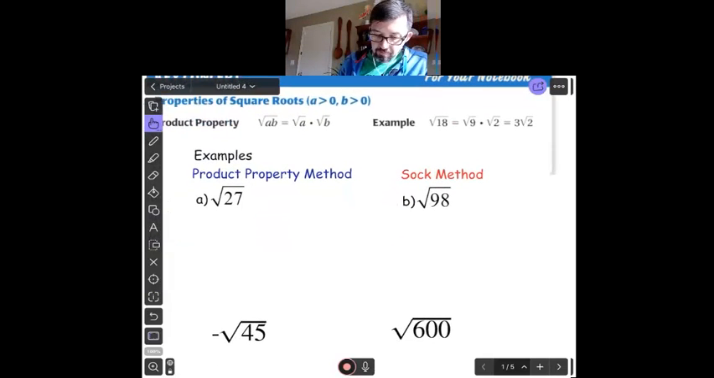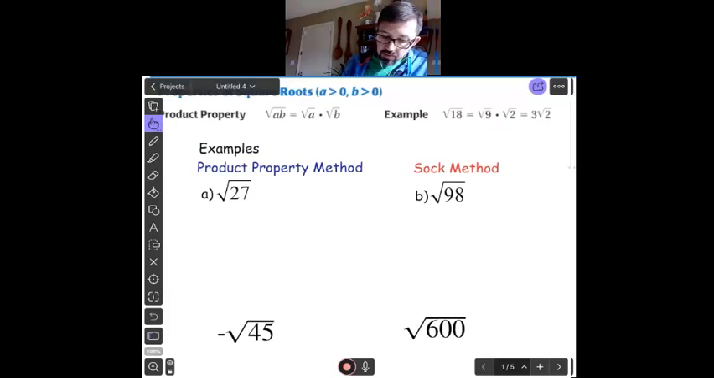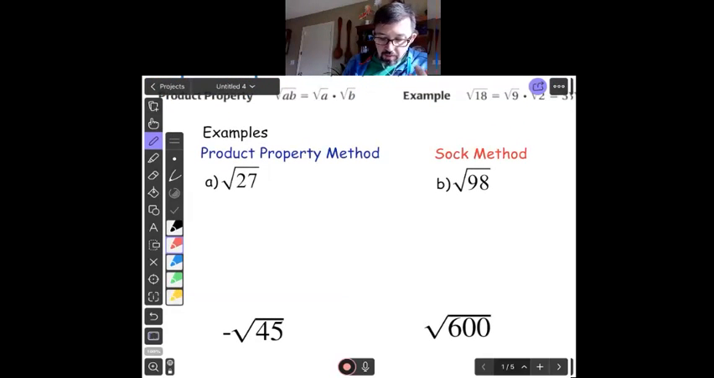So the product property method is not really the method I like much. This is the method I learned when I was in your shoes, but I prefer this new method I'll show you guys here in a second. Okay, what the product property method requires is that you look at a number like 27 and be able to break it into factors, ideally where one of those factors is a perfect square. Now 27 is not too bad because it's 9 times 3. It's like, okay, what's the square root of 9 times the square root of 3? And then you're like, oh, well, square root of 9, that's just 3. And then the square root of 3 we can't do anything with, so it's just 3 radical 3.